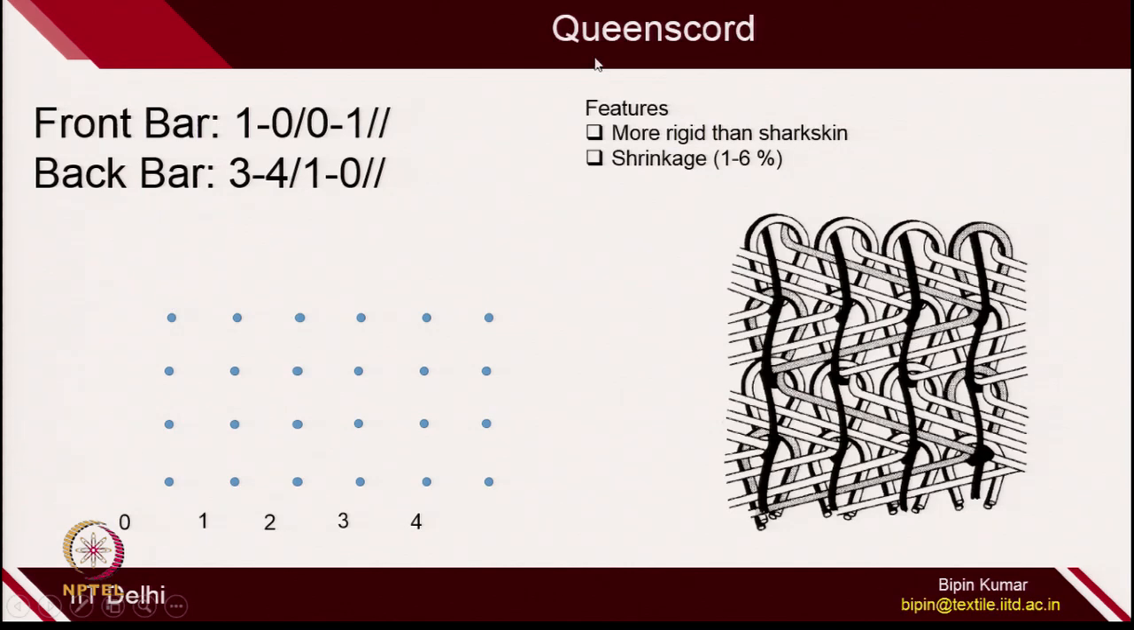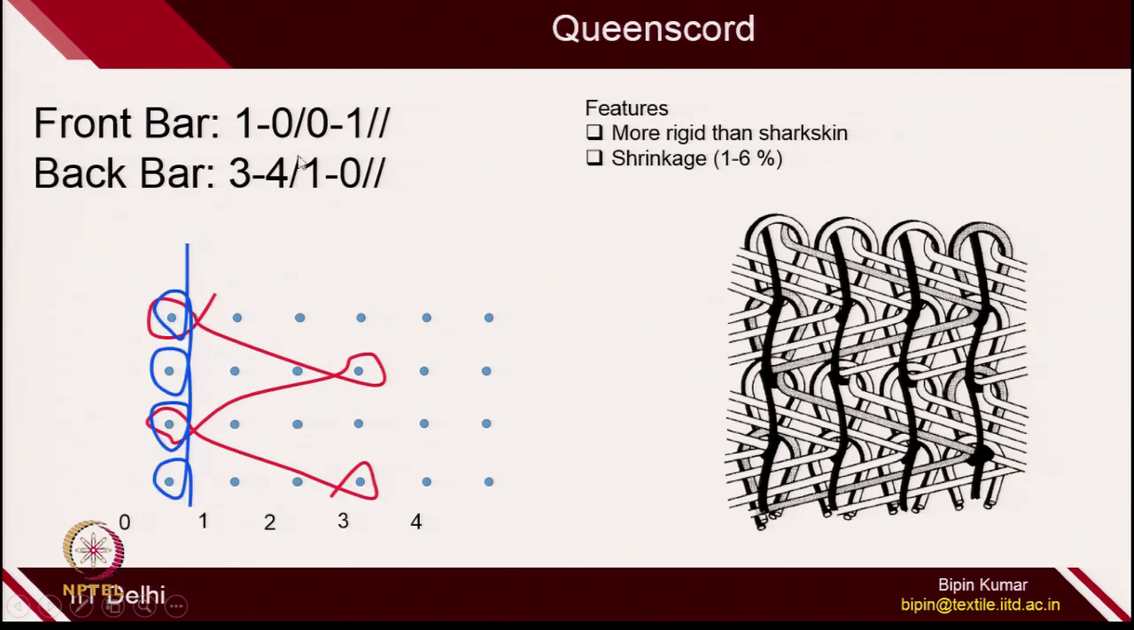The last one is Queenscord. In Queenscord one of the bars has pillar stitch and the other has longer underlaps. If you see the front bar 1010 and the back bar has long underlap, 341, so 3 pitch of underlap, and the front bar has overlap of 1001. Such structure, because of pillar stitch, is more rigid than Sharkskin and shrinkage is also very limited.